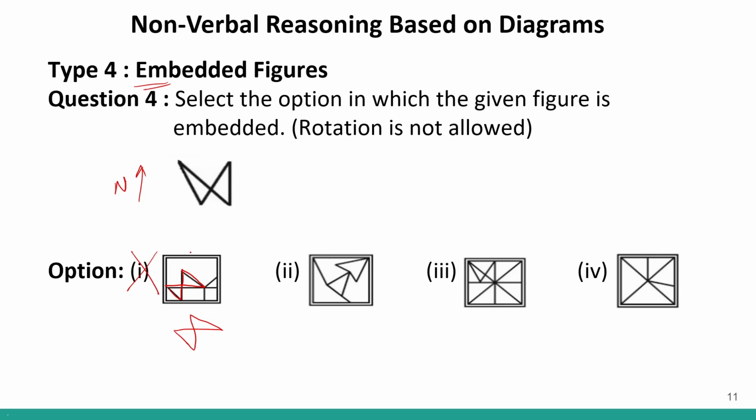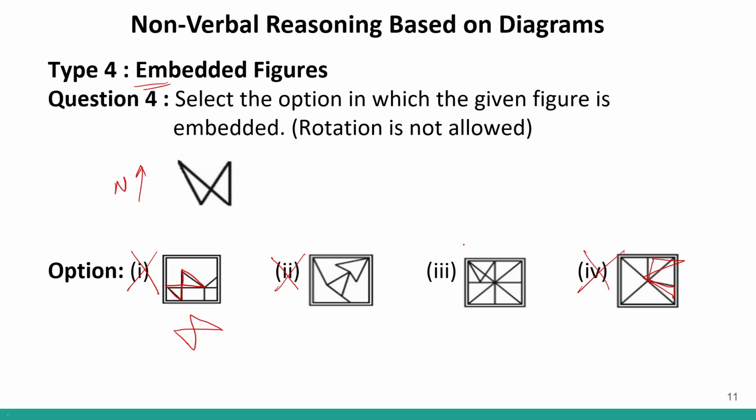Okay. Option number 2, I cannot see anywhere where this could be embedded. So, option number 2 is also eliminated. Option number 4, I can see an image like this. But again, this is very different from this image. Or, if I look at this image, this is also very different. So, option number 4 is also eliminated.